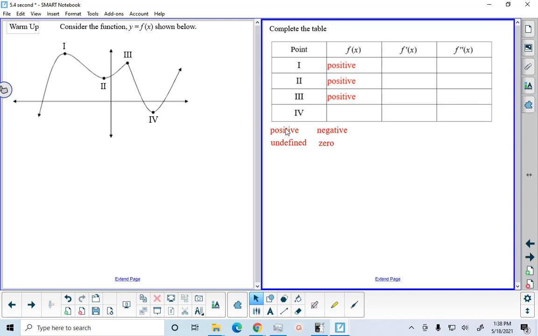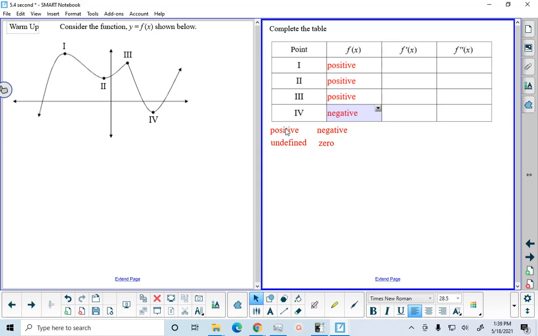Point 4 lies below the x-axis, and that means that f of x at that point is negative. This first column of what we're completing here has absolutely nothing to do with the second derivative test, which we're going to learn about in a minute. It's more about the next two columns.